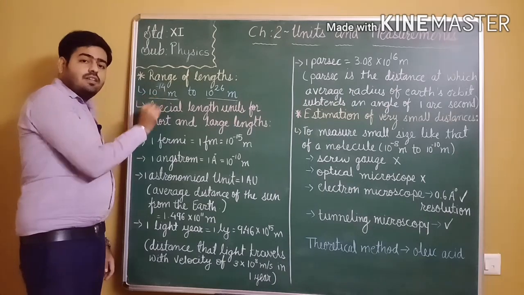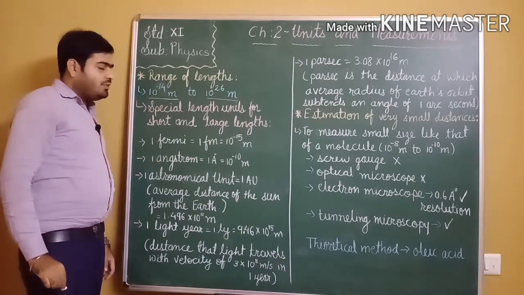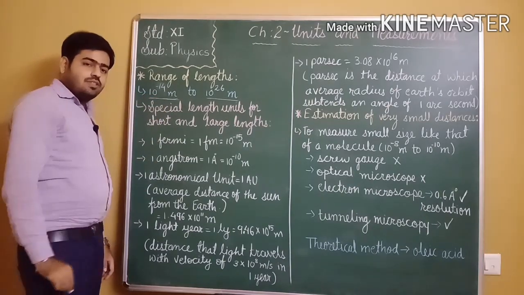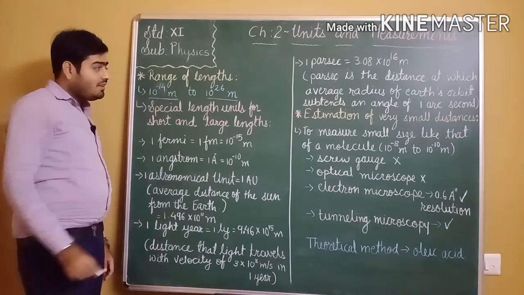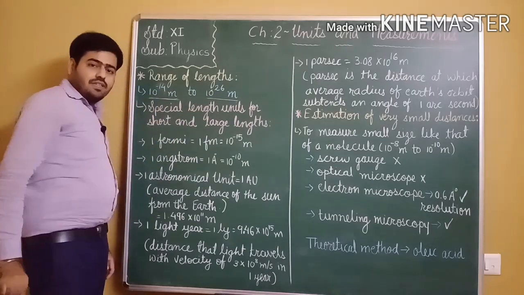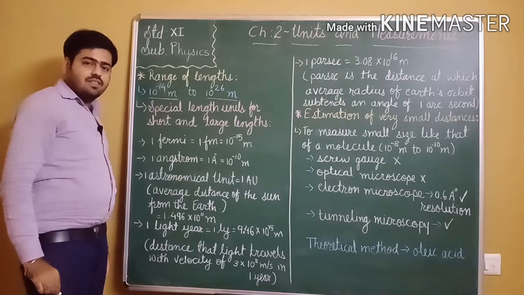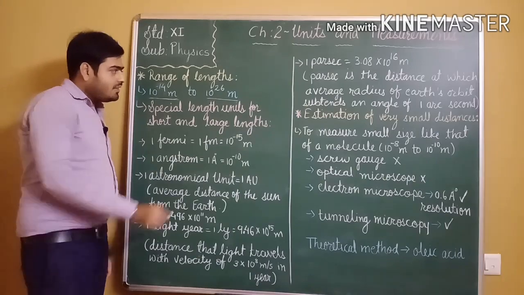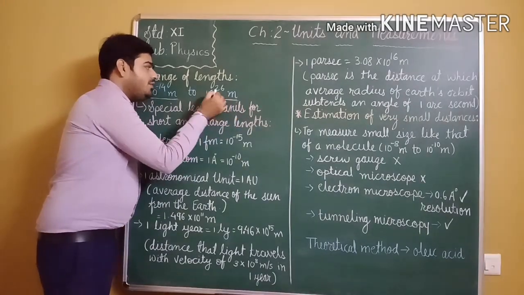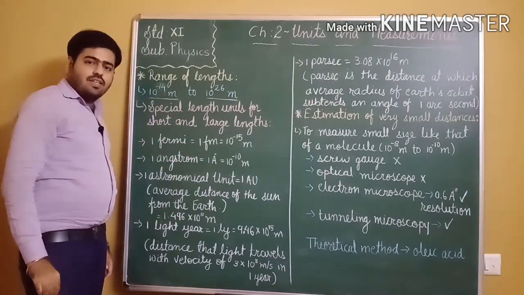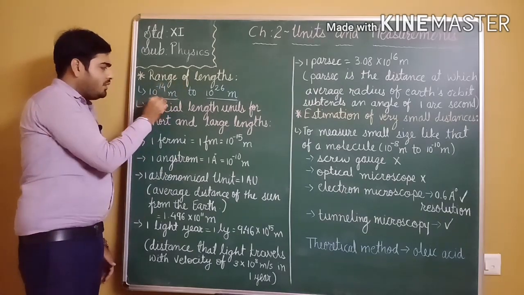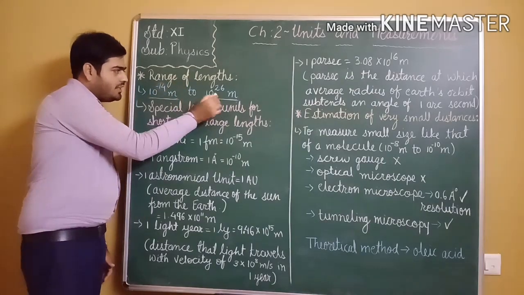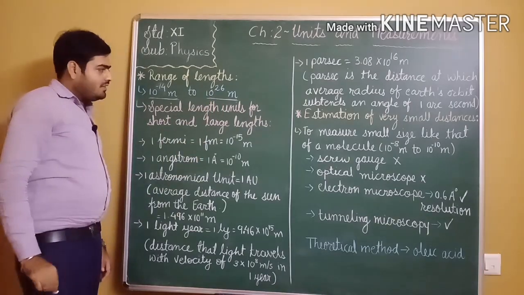10 raised to minus 14 meter is the size of the nucleus. 10 raised to 26 meter is the size of the observable universe. The size of the observable universe is of the order of 10 raised to 26 meter. So the range of length is from 10 raised to minus 14 meter to 10 raised to 26 meter.